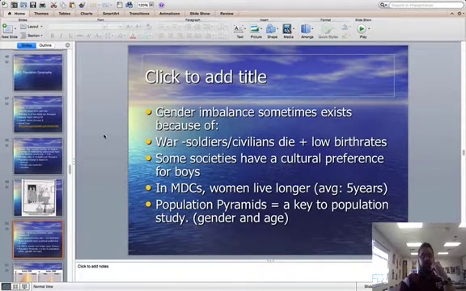And remember, MDC stands for most developed countries. So in your most developed countries, women live longer. So you're going to see a gender imbalance among the elderly. You'll see more women than men in the elderly population because of that.